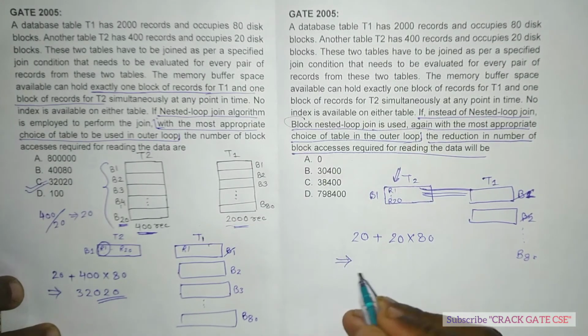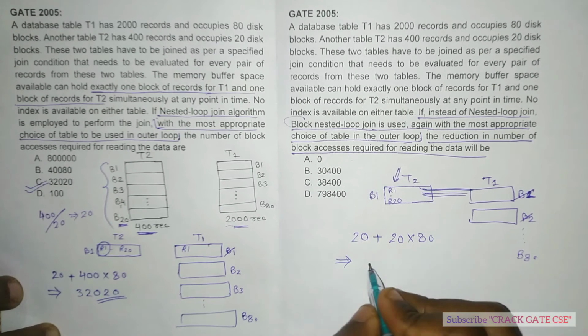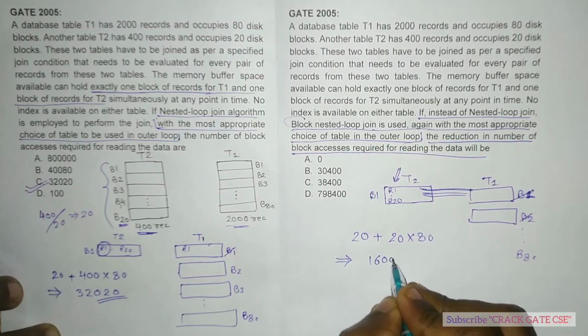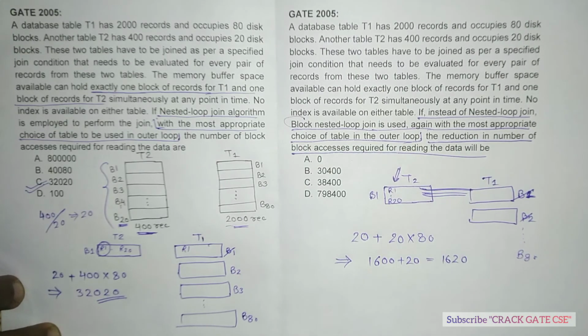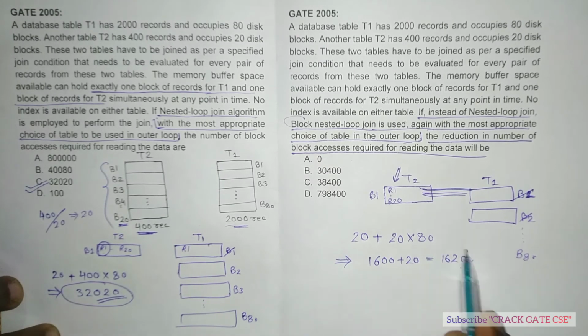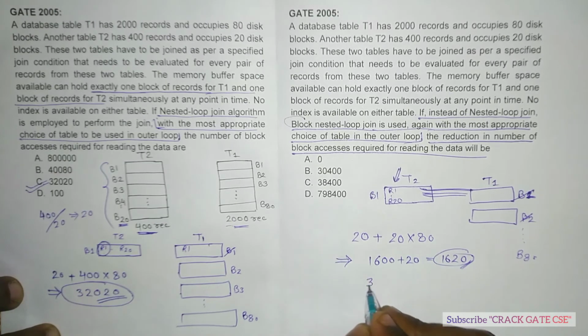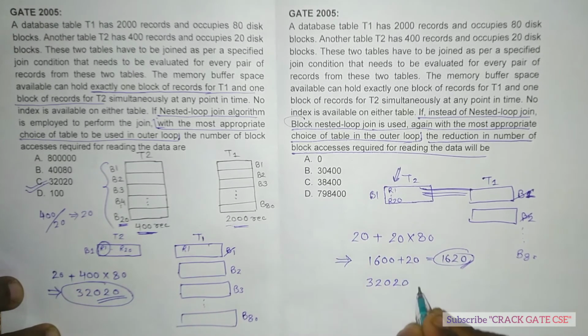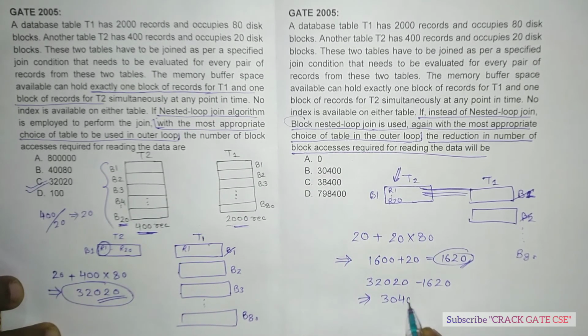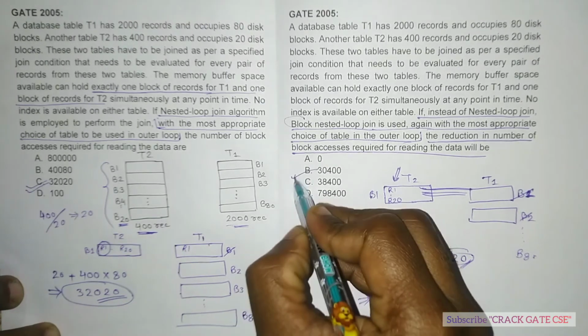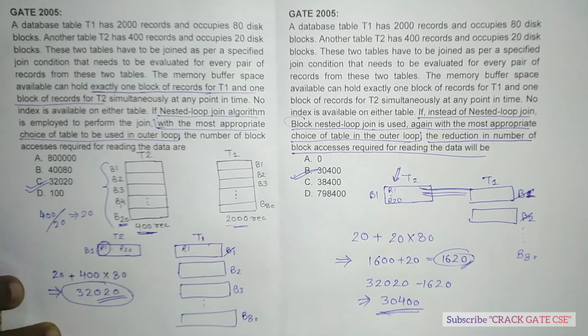So what is the block access required for the block nested loop? Just solve it out. It will be 1600 plus 20, which is nothing but 1620. Now, they are not asking what the block access is if you use the block nested loop join. They are asking the difference. So what is the difference? Here you have to subtract this 1620 from this. So if you subtract 1620 from this, you will be getting 30,400, which is nothing but the B option, right? So this is very simple. You can easily find it out.